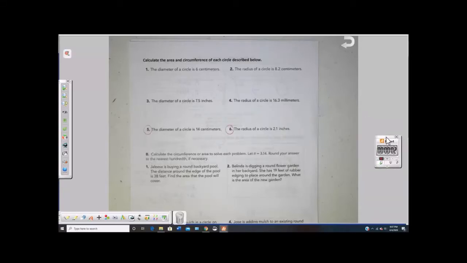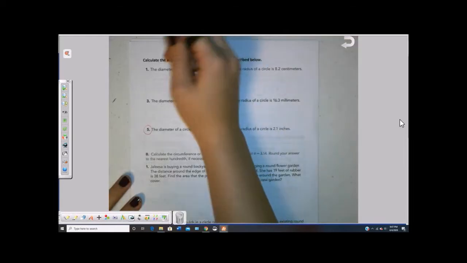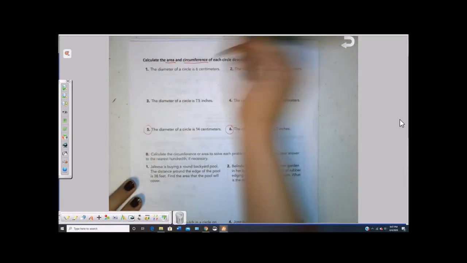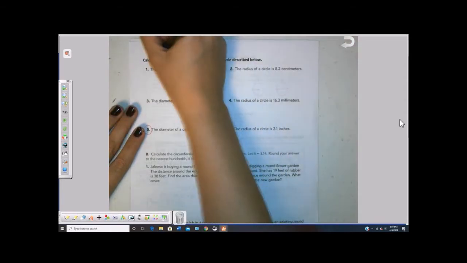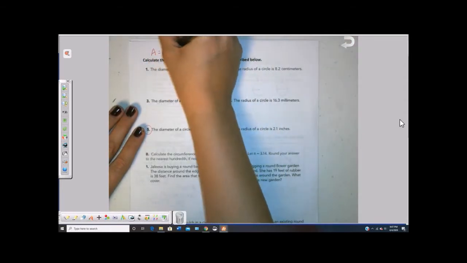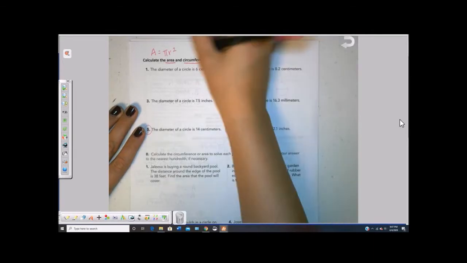Hi guys, I am here to help you with the first math packet given out from the district, and this is page 2. So on this page we are finding area and circumference again for each circle. And I'm just going to write a few key formulas at the top.